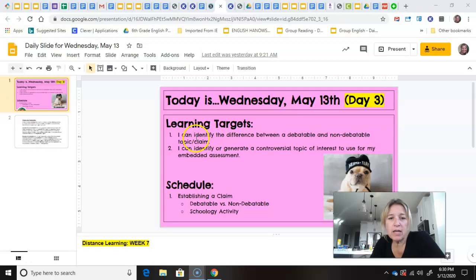Our learning targets today are: I can identify the difference between a debatable and non-debatable topic or claim. I can identify or generate a controversial topic of interest to use for my embedded assessment. You'll be doing more of that tomorrow, but you can start thinking about that. Establishing a claim that's debatable or non-debatable. There's a Schoology activity I'm going to show you, but first we're going to look at the next slide.